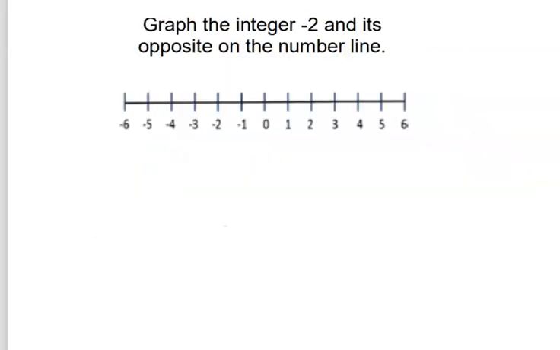Graph the integer -2 and its opposite. Okay, well, let's just graph -2. Put a dot right there. Well, the same distance on the other side of 0 is going to be its opposite. So we're going to put a dot there. That's all you have to do. -2 and +2. So -2, the opposite of that is +2.